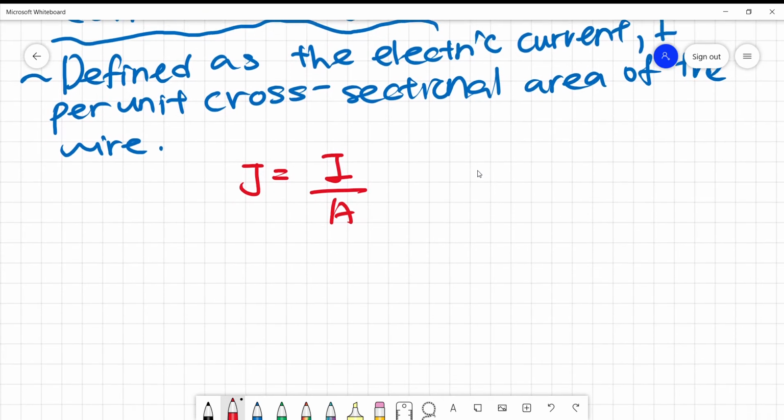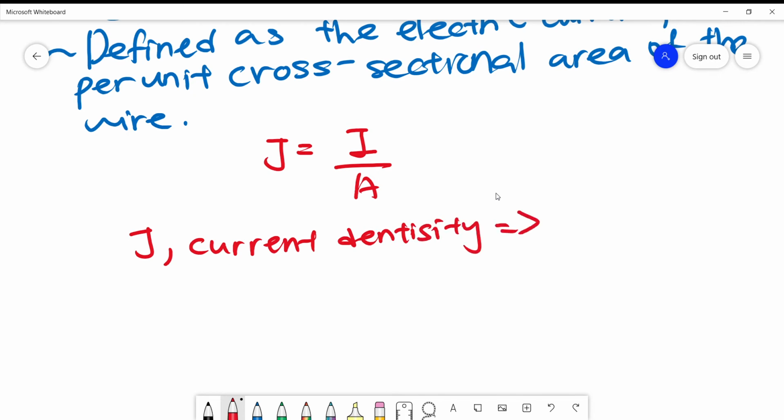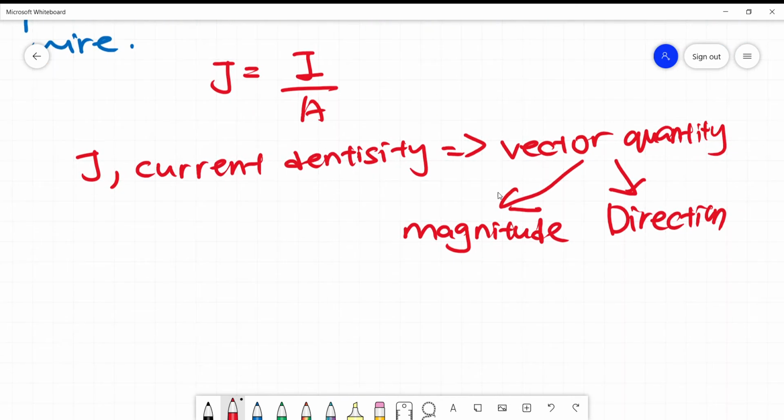Alright, as a note and reminder, my current density is a vector quantity. A vector quantity consists of magnitude and, at the same time, a direction. The magnitude is a value.